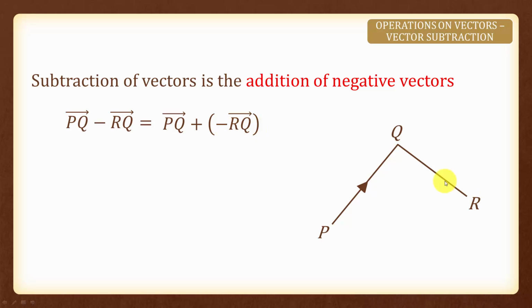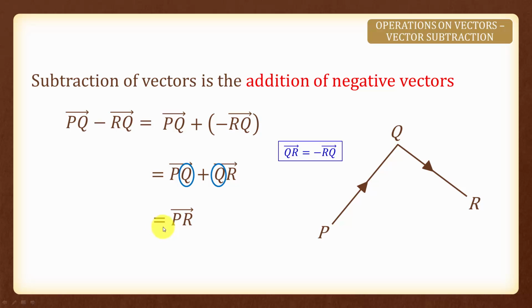Now, negative RQ is the same as QR, and therefore we have vector PQ plus vector QR. Once again, do recall that vector QR is equal to negative vector RQ. And since these two letters are the same, we have a continuous path and the resultant vector will be PR. Simply put, vector PQ minus vector RQ is equal to vector PQ plus vector QR, which will give us vector PR.